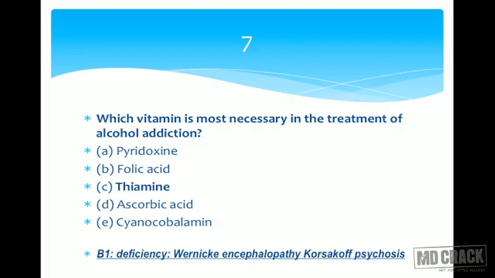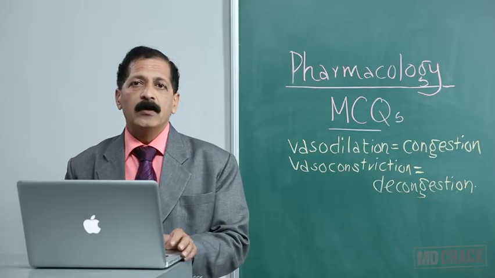Let's go to the answer. Vitamin B1 deficiency, Wernicke encephalopathy and Korsakoff psychosis. So that's thiamine. Thiamine is extremely useful in the management of chronic alcohol addiction. It can be life-saving for this patient as far as preventing the manifestations is concerned. Let's go to the next question.